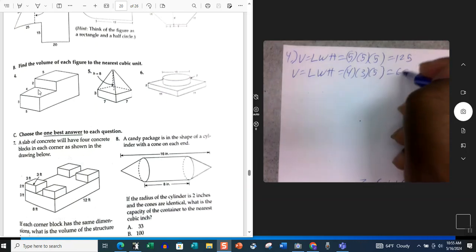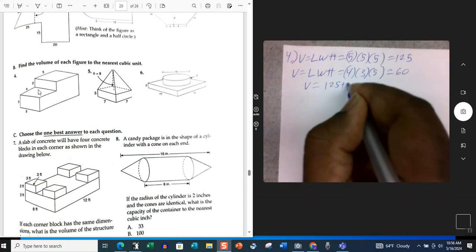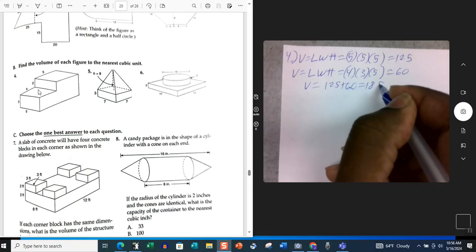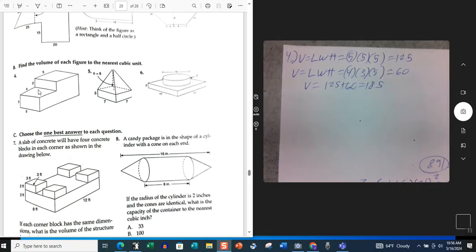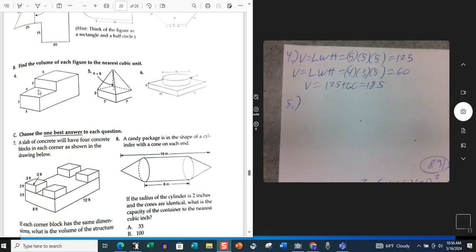This here would be 60. So the volume would be 125 plus 60, which is 185 for problem number 4. All right, problem number 5. And remember, we have cubic units here.